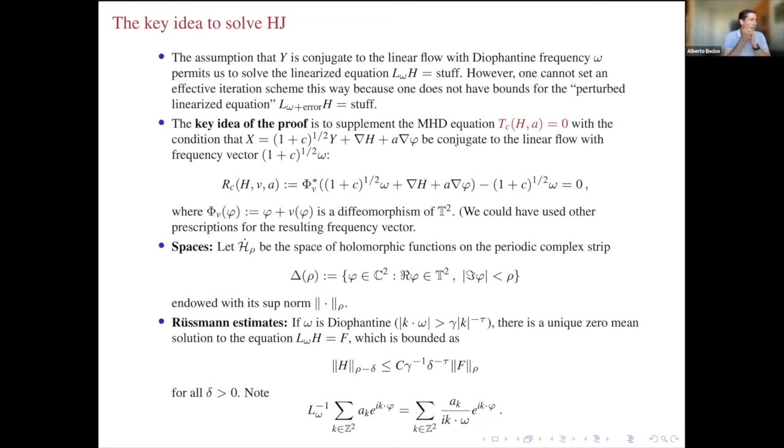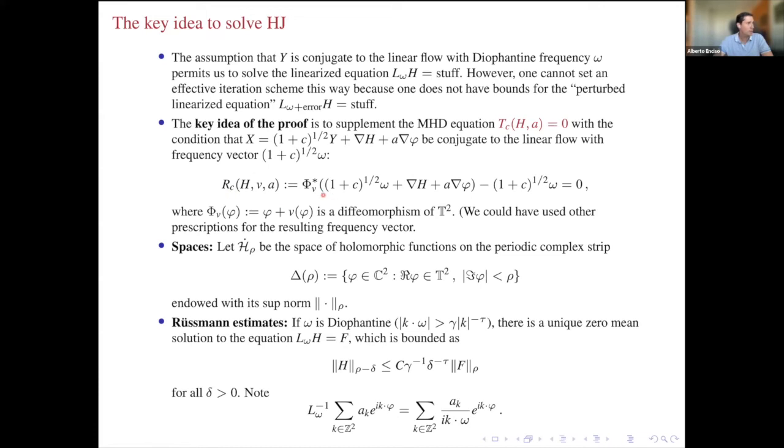So the key idea of the proof is to notice that that is the essential difficulty for solving the equation. So what we do is enlarge the system. In addition to the variables we have, we're going to consider an unknown diffeomorphism, which is going to be written as the identity plus V, V being another unknown. And to the original equation, which is just the condition to be able to construct an MHD equilibrium, we add yet another equation.